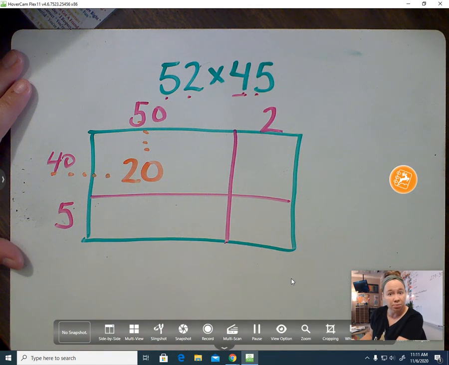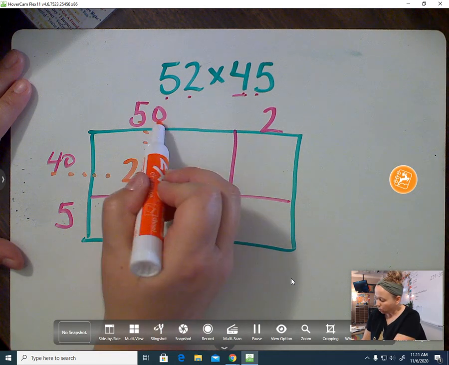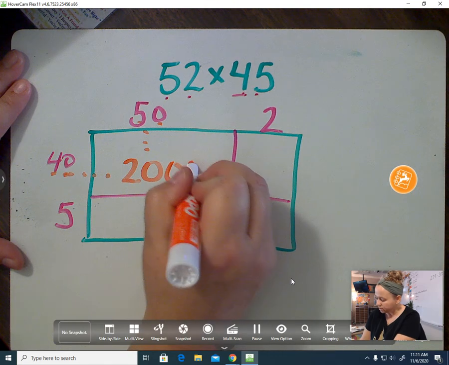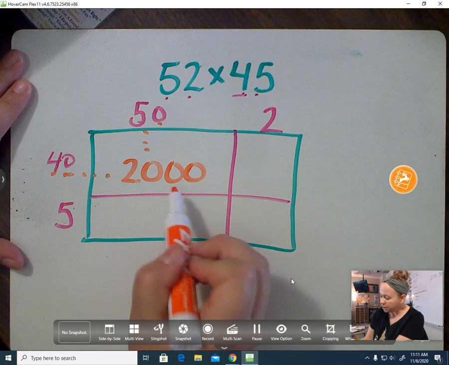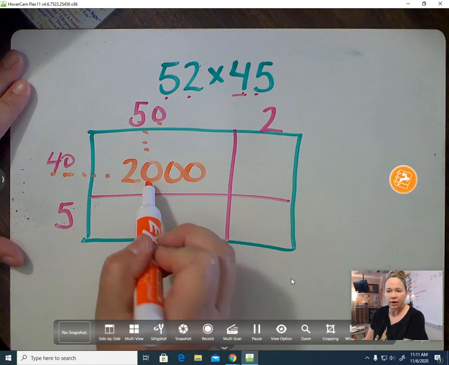All right. Now, how many placeholder zeros do I need? I need 1, 2 placeholder zeros. And this is where people get tricked. They maybe only wrote 1 0 because they thought, well, I already have a 0.